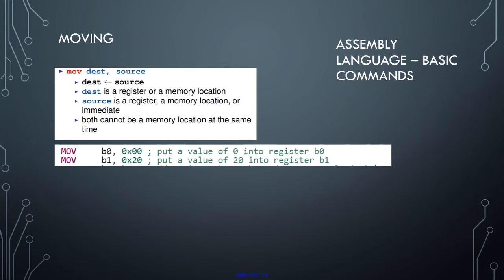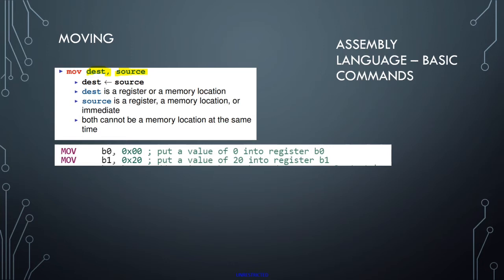And then you'll see this specific format up here: we have a destination that we write first, and then a little comma, and then we write the source. So what are destinations and sources? Your destination is the register or memory location that you're depositing information into. It's the destination. And the source is just where you're pulling that information from.